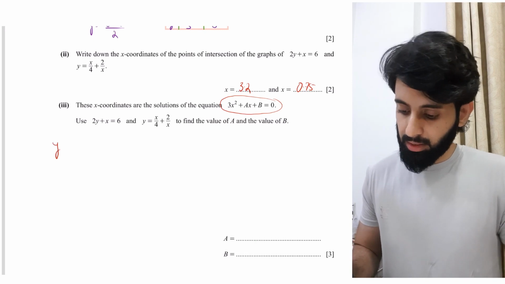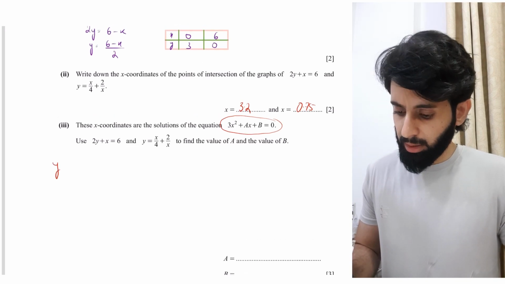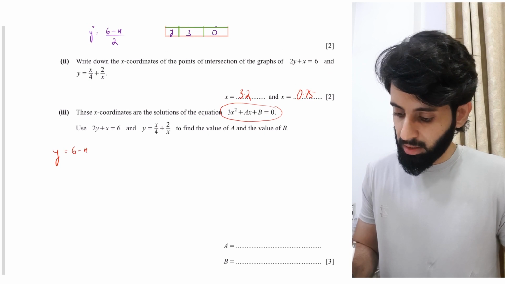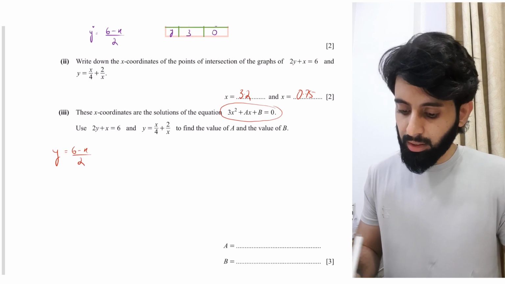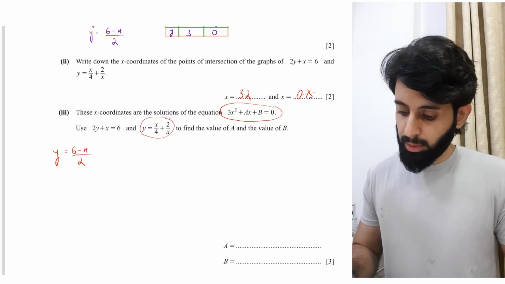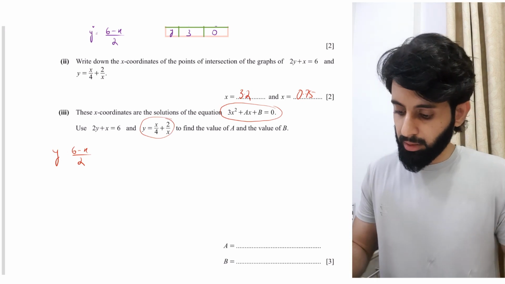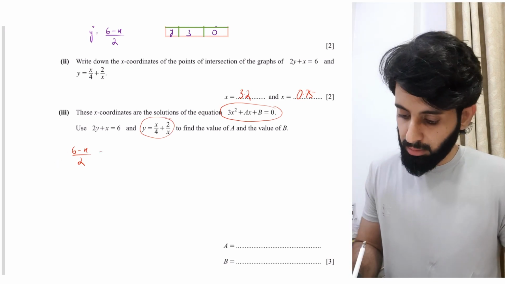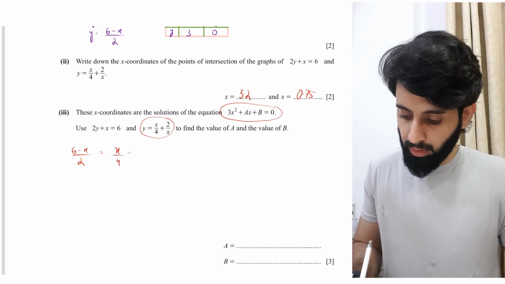And that is in fact exactly what I'm going to do. So y is equal to (6 minus x) upon 2. And the other equation is also equal to y. So I'm simply going to equate the two equations, all right? That'll save me some time. x upon 4 plus 2 upon x.